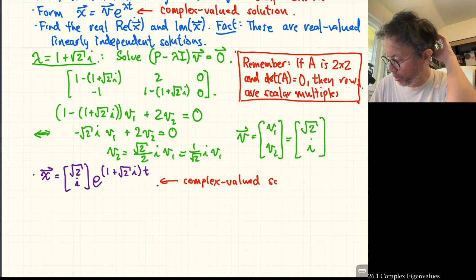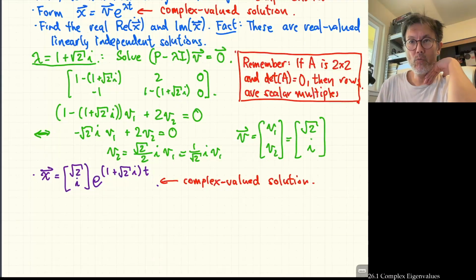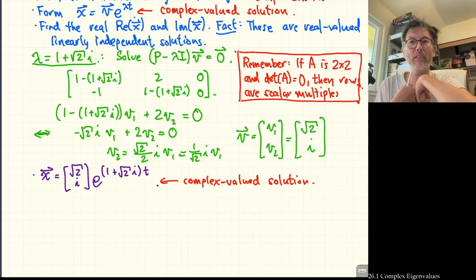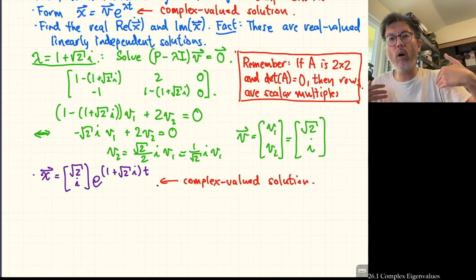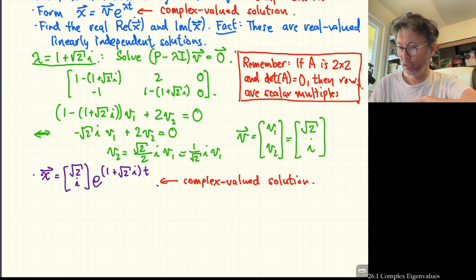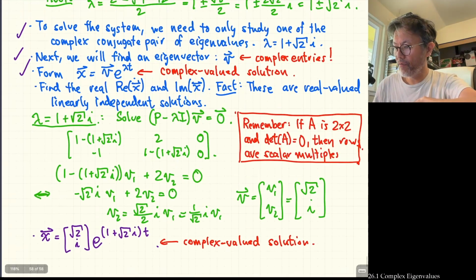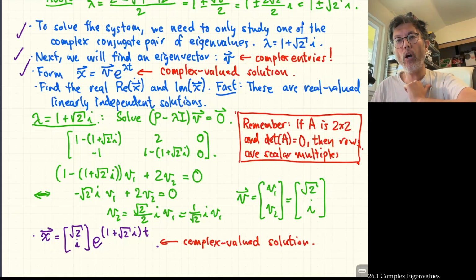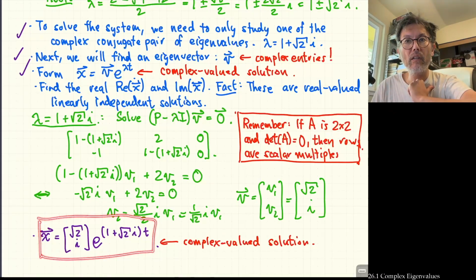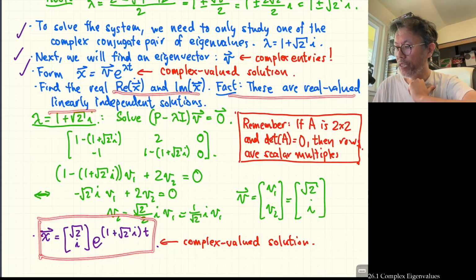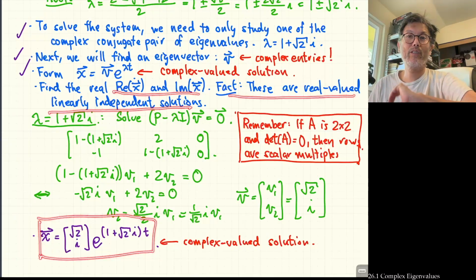When you plug in real numbers for t, you get out complex valued vectors, vectors with complex numbers in them. And that's just not what we want. What we want are real valued solutions. So if I compute the real part and the imaginary part of this purple thing right here, then according to this fact, which I'm force-feeding you, these are real valued, linearly independent solutions.